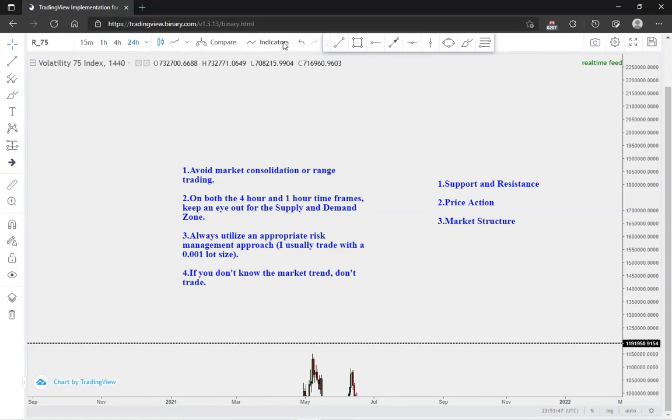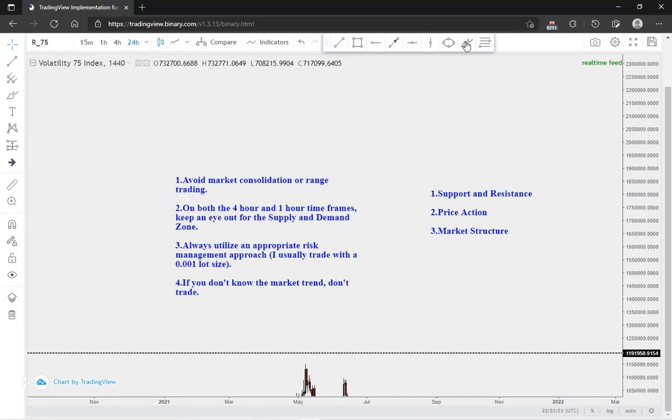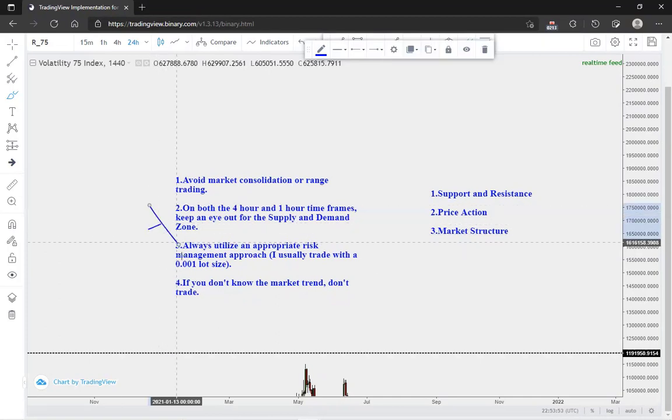Our second point is telling us to do what? It is to keep an eye on the 4-hour and the 1-hour time frames, and watch out for the supply and demand zones. We know the law of supply and demand.